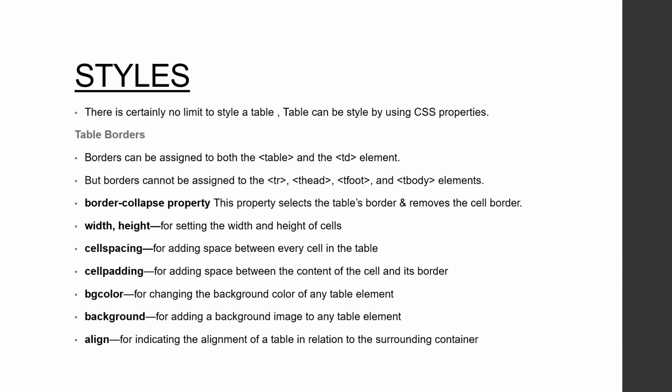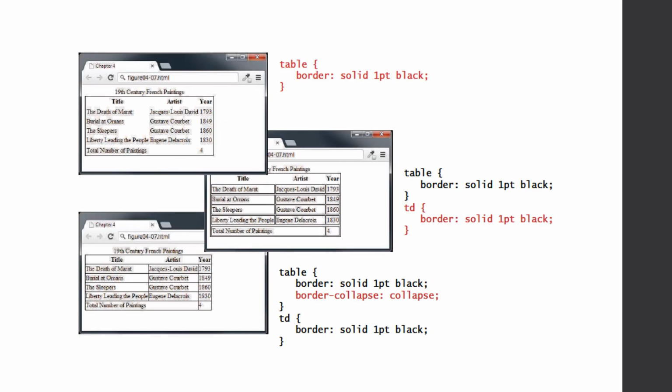Bgcolor, for changing the background color of any table element. And background, for adding a background image to any table element. Align, for indicating the alignment of a table in relation to the surrounding container. By using these styles we can make our table look beautiful and clear. So here we are using some of the styles. This is the HTML part, and here we can see the output.